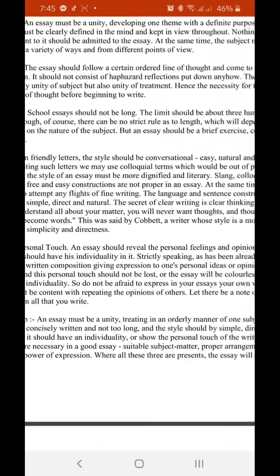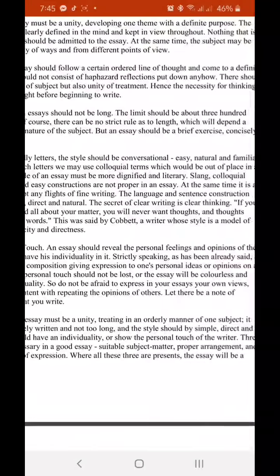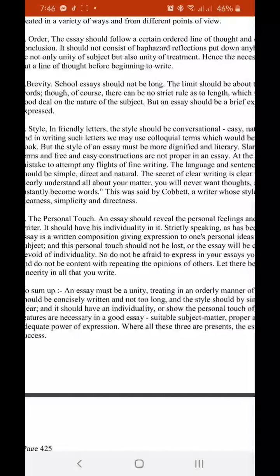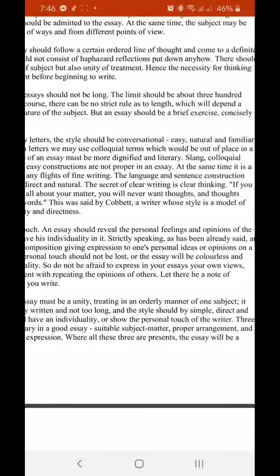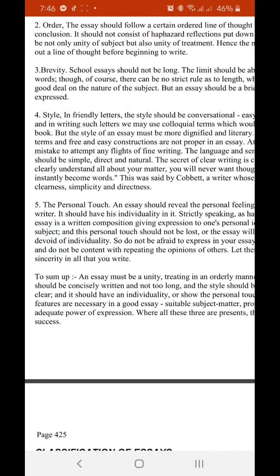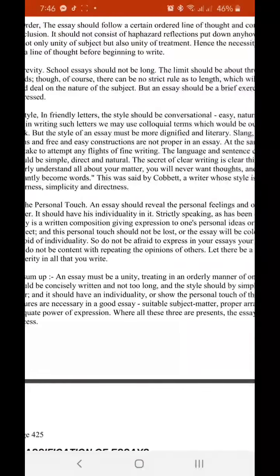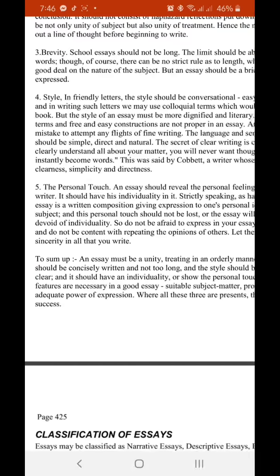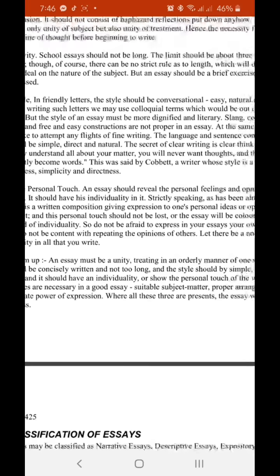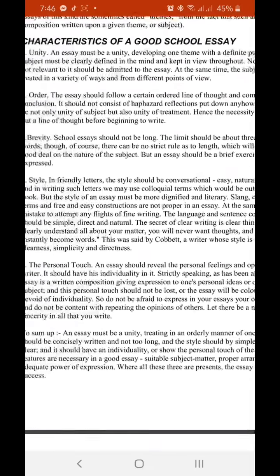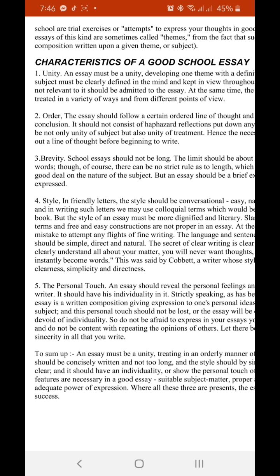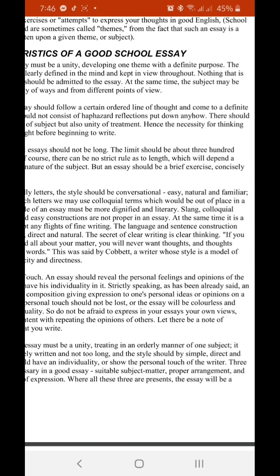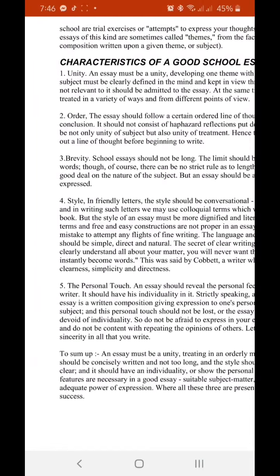So to sum up, an essay must have unity, treating one subject in an orderly manner. It should be concisely written, not too long, and the style should be simple, direct, and clear, and it should have an individuality or show the personal touch of the writer. Three features are necessary in a good essay: suitable subject matter, proper arrangement, and adequate power of expression. Where all these three are present, the essay will be a success.